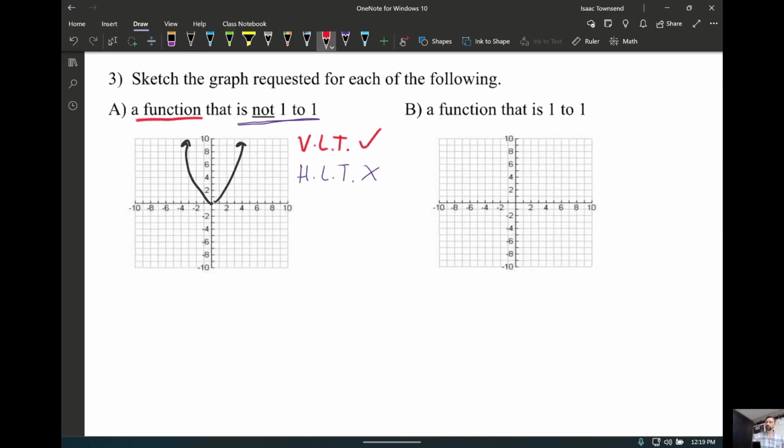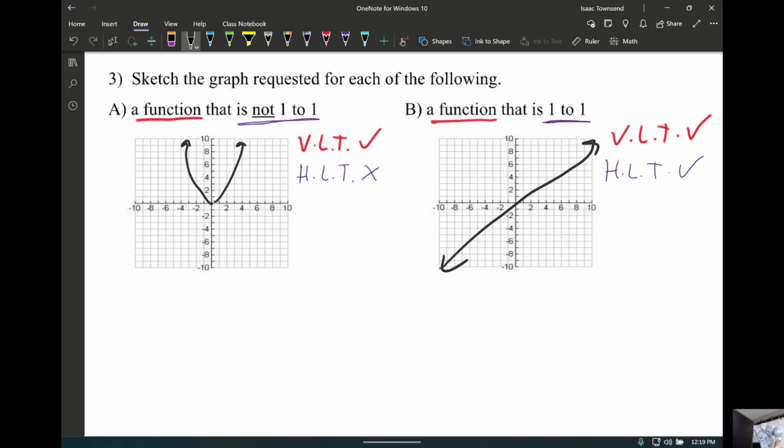Whereas this question says you want a function, so vertical line test must be passed, and come up with something that's one-to-one. So one-to-one means it passes vertical and horizontal line test. So same thing, anything that passes both of those would be perfectly fine and be acceptable. I would just do something like y equals x, just because it's quick and easy. That passes vertical and horizontal line test. So here is a function that is one-to-one.